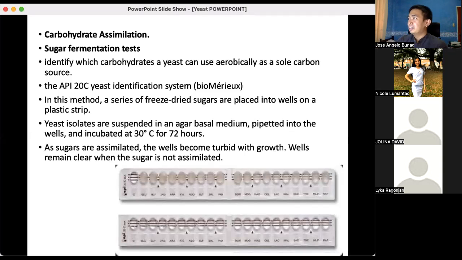Pero in the Philippines, medyo bihira po yung ating mga laboratories that are capable of doing tests for fungi. So hopefully din sa mga affiliations nyo in the future, you will be exposed to these types of experiments.